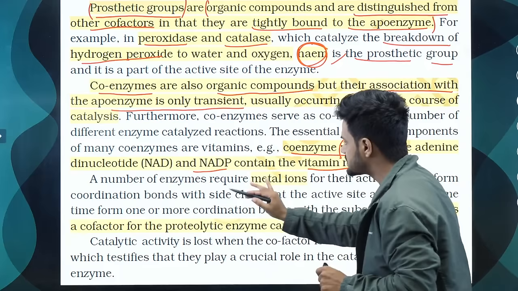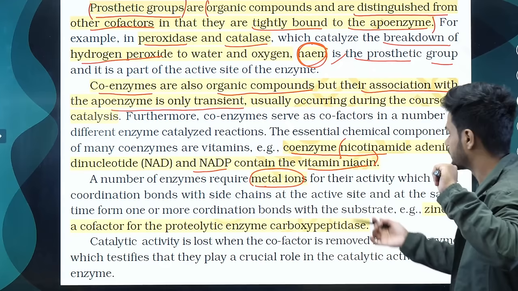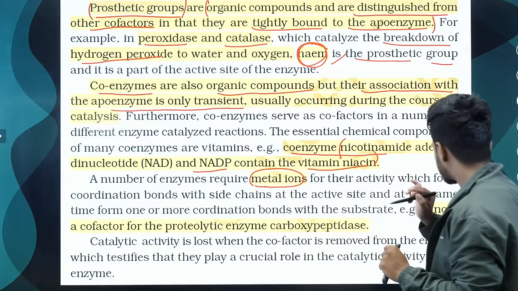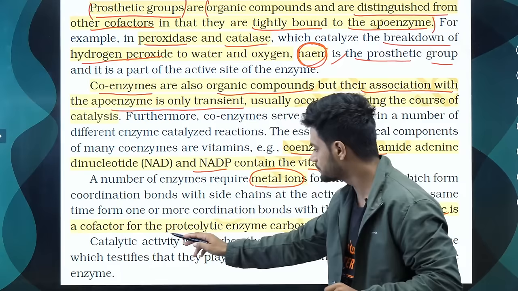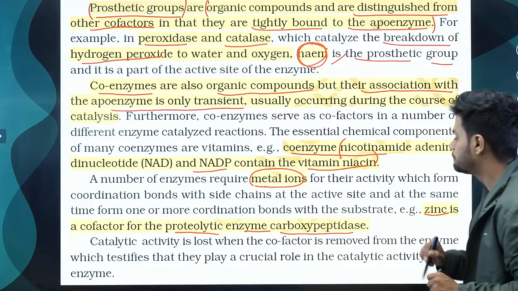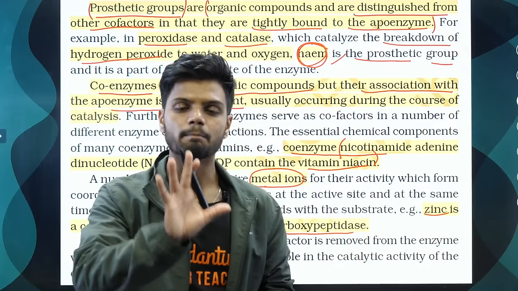Next one, the last one: a number of enzymes require metal ions. The third example is your metal ion example. That is, for their activity. The example is zinc. The metal ion zinc is the cofactor for the proteolytic enzyme carboxypeptidase. Carboxypeptidase is the enzyme. The cofactor is going to be zinc, which is the metal ion.